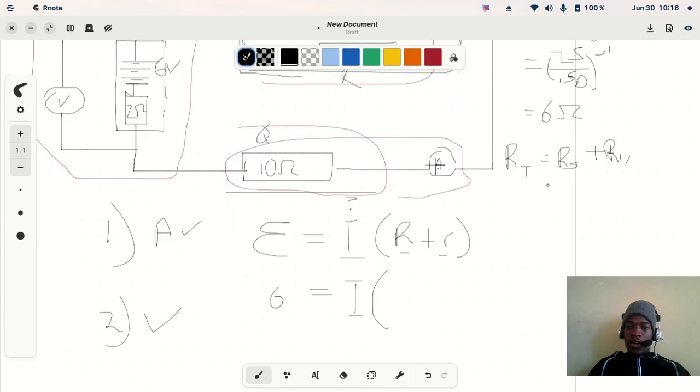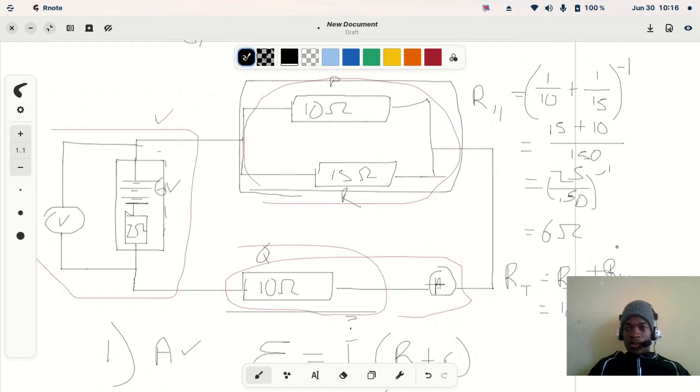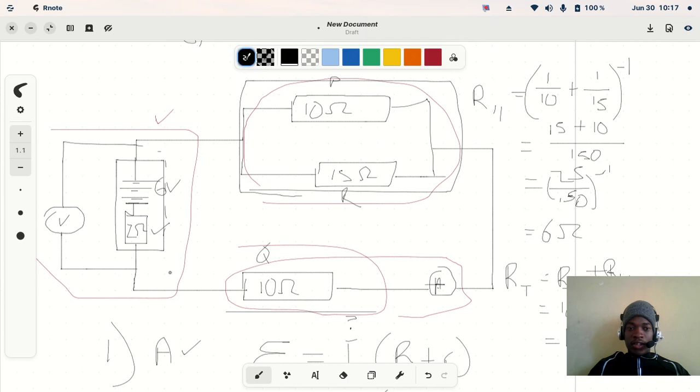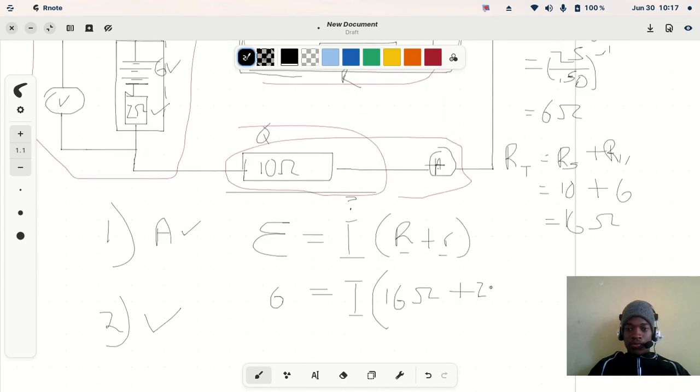Okay, so what do we have in the series? Well, in the series we just have the 10, plus the parallel, which is what we just did, the 6. So essentially we're going to have 16 ohms. Okay, so that's how much we have in the external circuit. So that's 16 ohms plus the internal resistance, which is given right there to be 2.